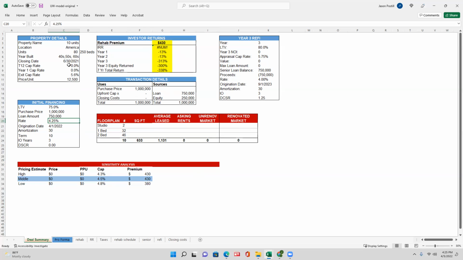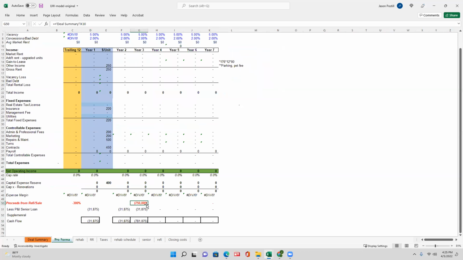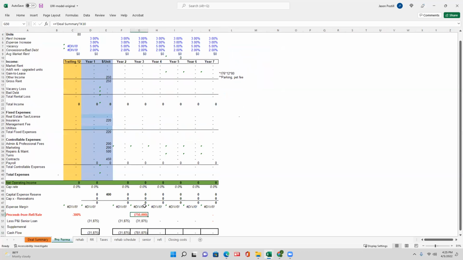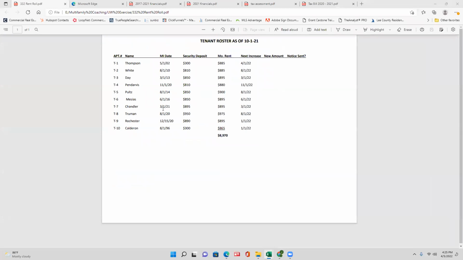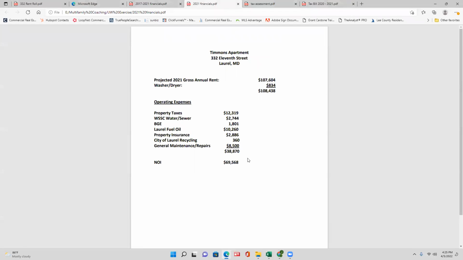Total, let's see, premium, bam, bam, bam. So I don't know why, oh, proceeds. So it's going to be, I see, it was an 80% cash out. All right. So now what we're going to do is go back to the tab and start plugging in the current financials, 2021, because that's all we have.